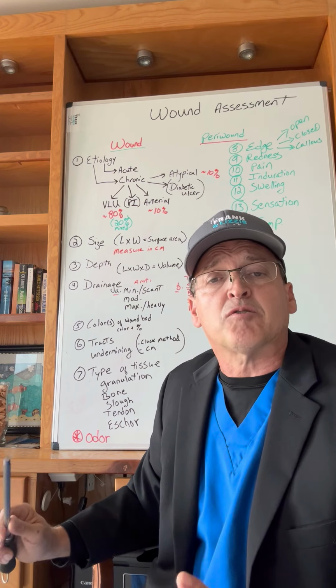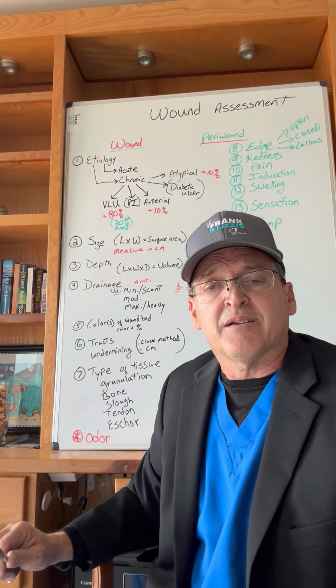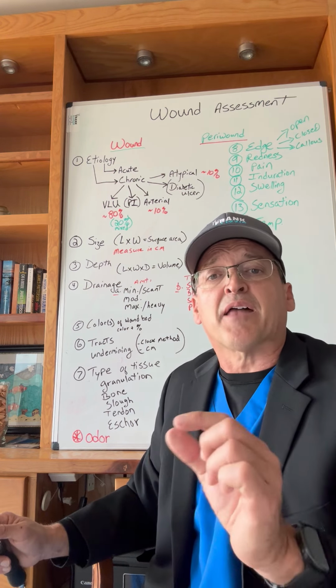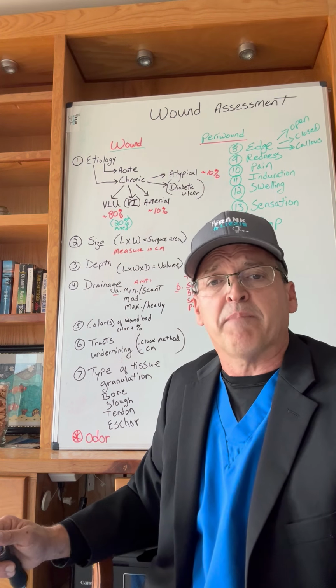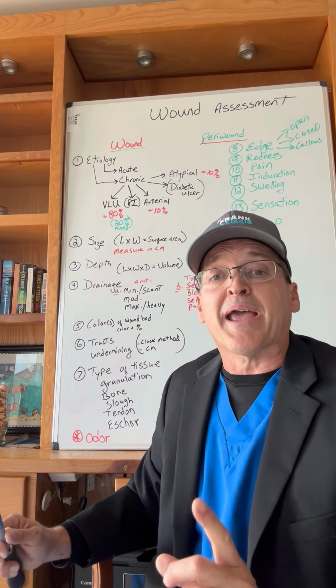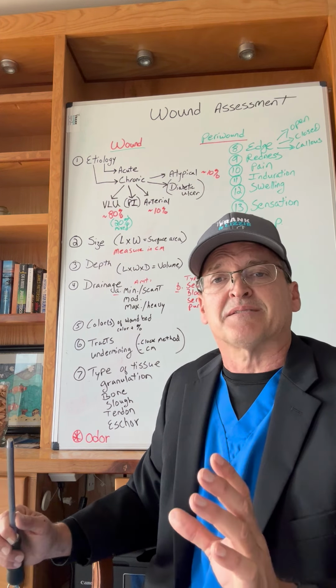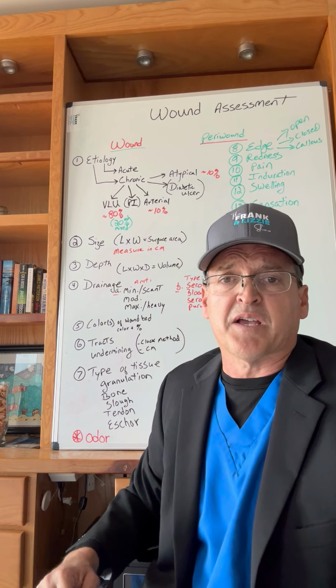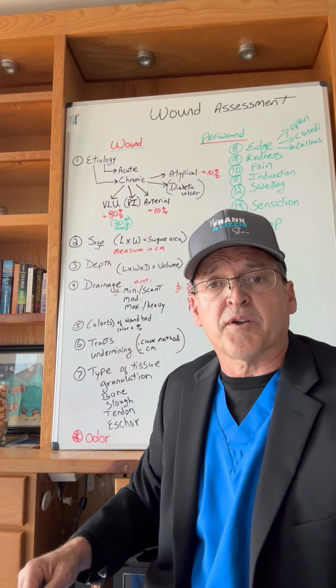And realize that lower extremity wounds, in an outpatient clinic, 80% are venous leg ulcers, but out of those 80, 20% may have a mixed component. But atypical is also huge because what you do with atypicals may be different from what you do with a VLU or what you do with an arterial wound.